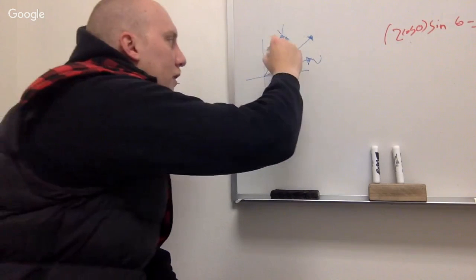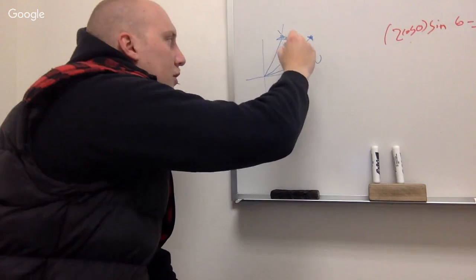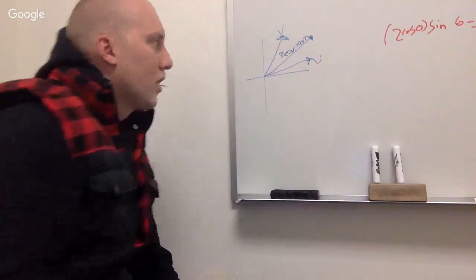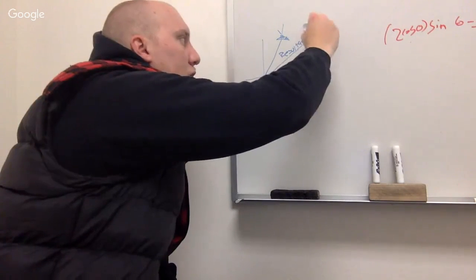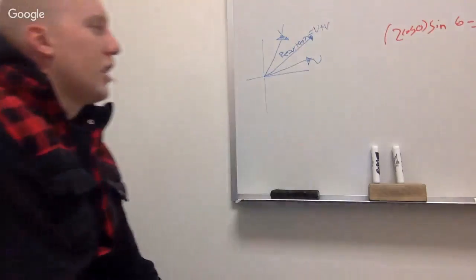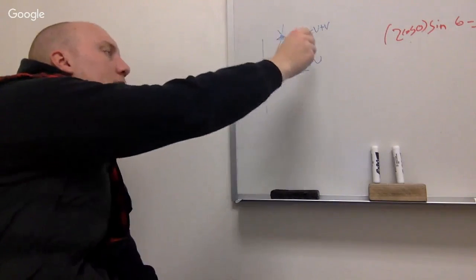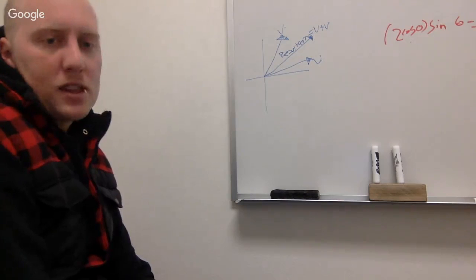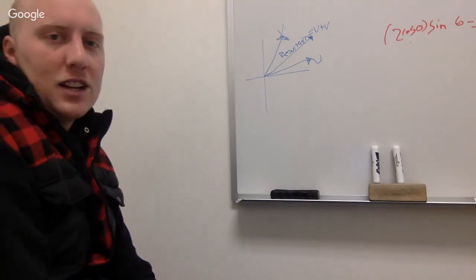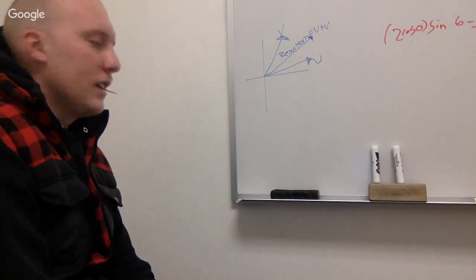And we want this, the resultant. The resultant equals U plus V. So if you add these two together, you'll get the resultant. Okay, that makes sense. Pretty easy. When you do the homework tonight, it'll make a lot more sense.